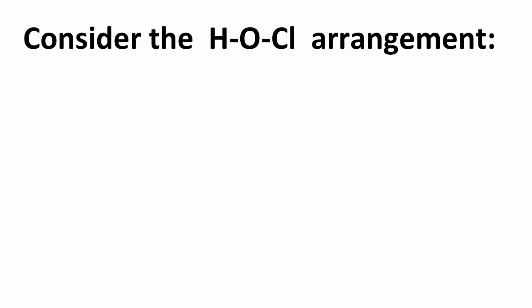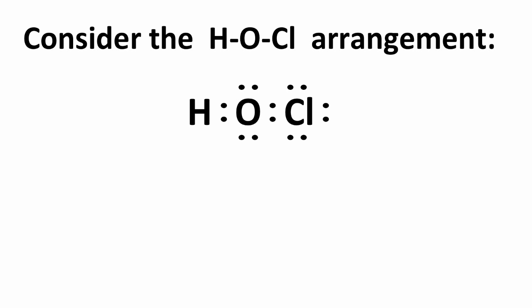So if we consider the arrangement HOCl with oxygen in the middle of hydrogen and chlorine, if we do a Lewis dot structure, hydrogen has 1 valence electron, oxygen has 6 valence electrons, chlorine has 7. 1 plus 6 plus 7 is 14. So we put the 14 valence electrons for these three atoms around the atoms to form bonds and to fulfill the octet rule around oxygen and chlorine. And we get an arrangement like this.